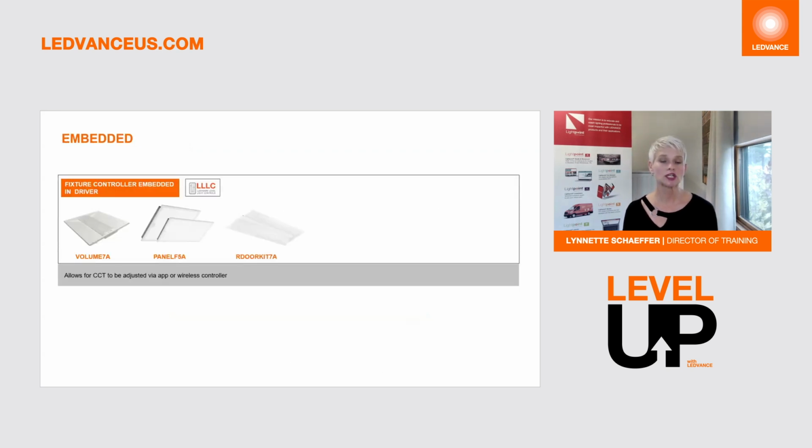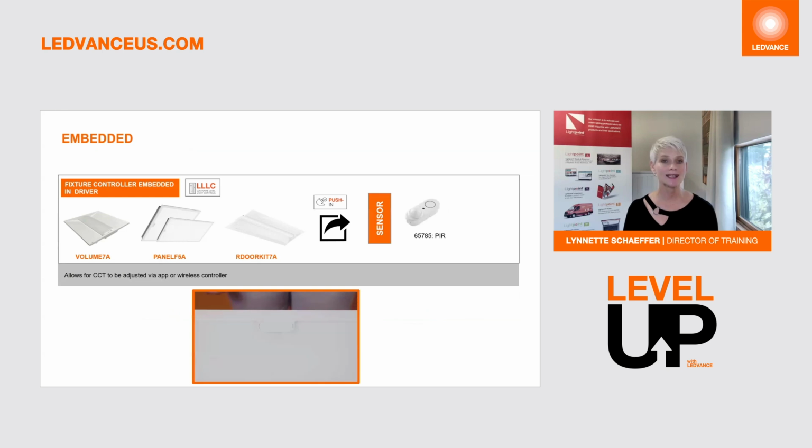Since the fixture controller is embedded in the luminaire, you may also be asking yourself, how do I add a sensor to these specific 3 luminaires? Well, the simplest way is to add a sensor using the push-in sensor that you see here. No wiring, no electrician: remove the cover, expose the wiring harness, make the connection, then push it into the luminaire. It is that simple. We refer to this as the push-in design.